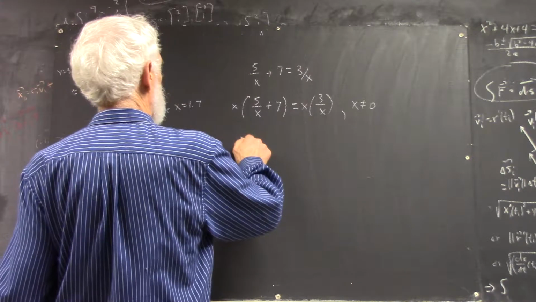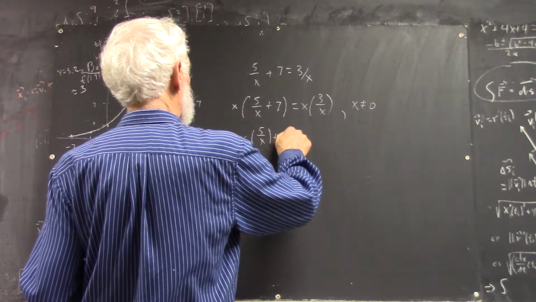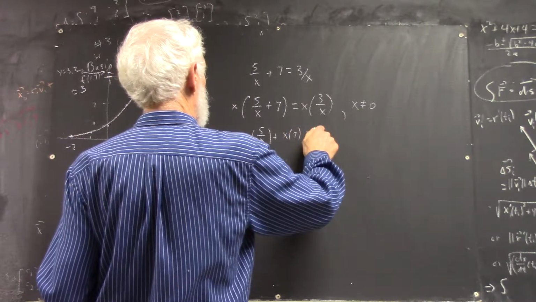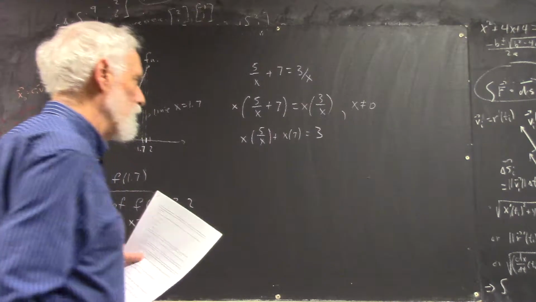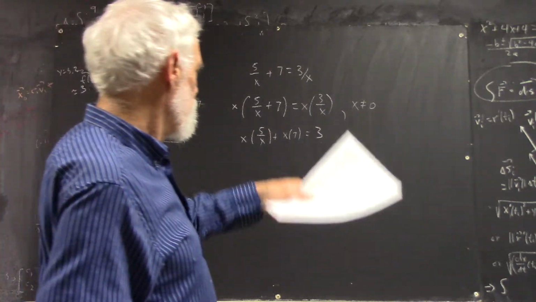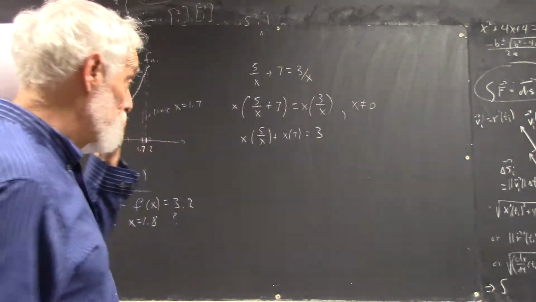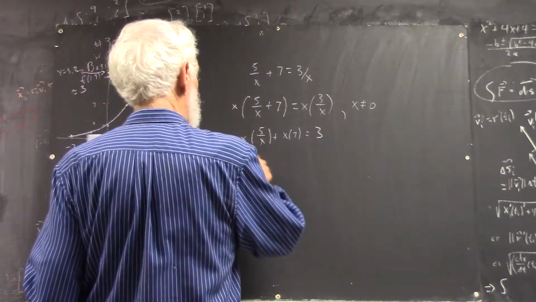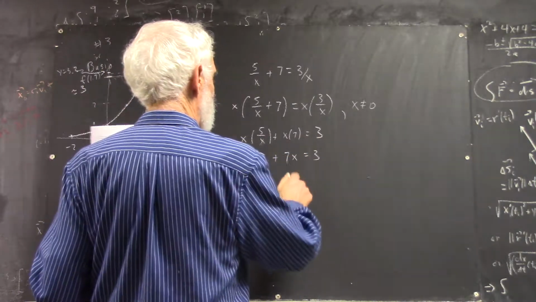So we apply the distributive law, x times 5 over x plus x times 7 equals, well, x times 3 over x is just 3. And if you don't know why, that's where you really need to go back and do some of the review that I've recommended on fractions. Okay? And so we get 5 plus 7x equals 3.